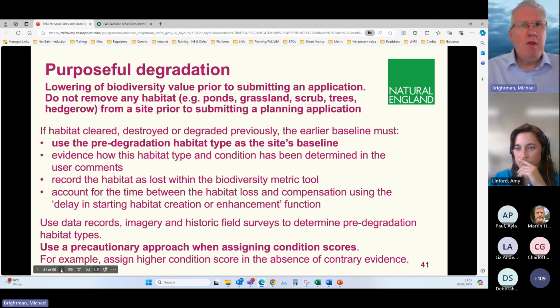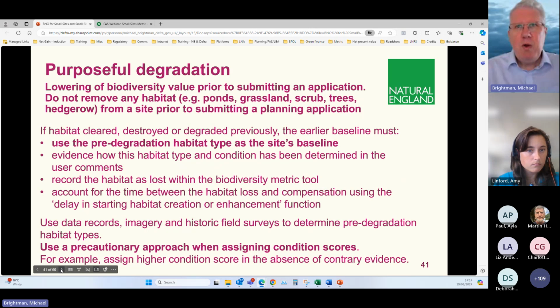So if degradation happened today and an application was submitted tomorrow, then the baseline should be based on habitats that were present yesterday. But where the loss of habitat or degradation isn't known, the date can go back as far as 30th of January 2020. And the metric should use the pre-degradation habitat type as the site baseline. This may well end up penalising the developer, especially where it's not known for certain the exact habitat type and condition in which it was before the degradation.